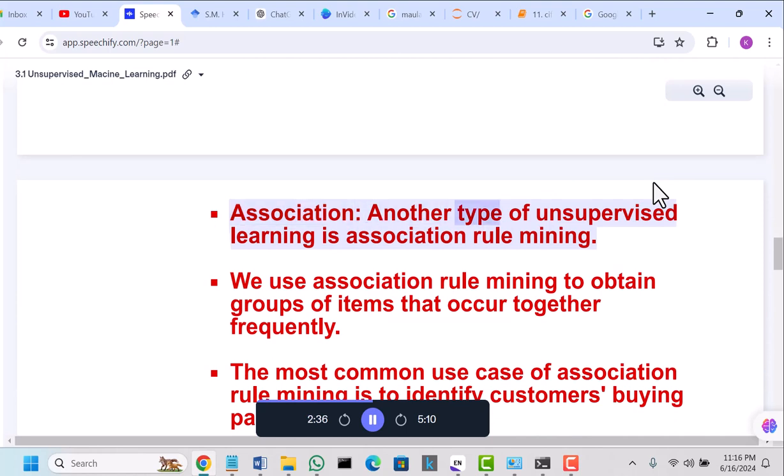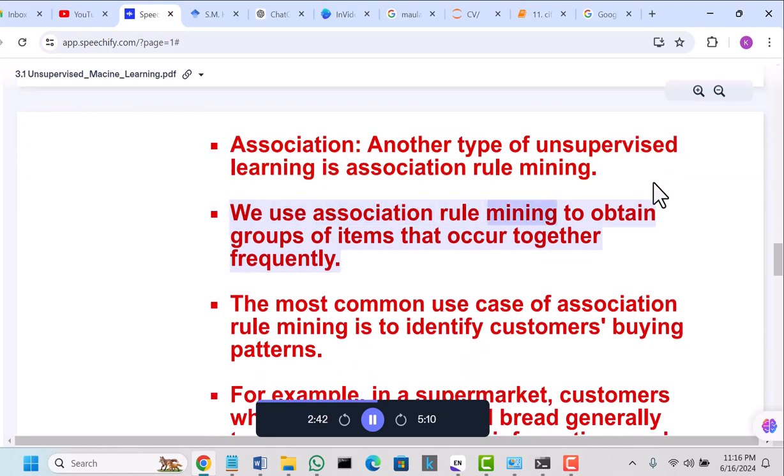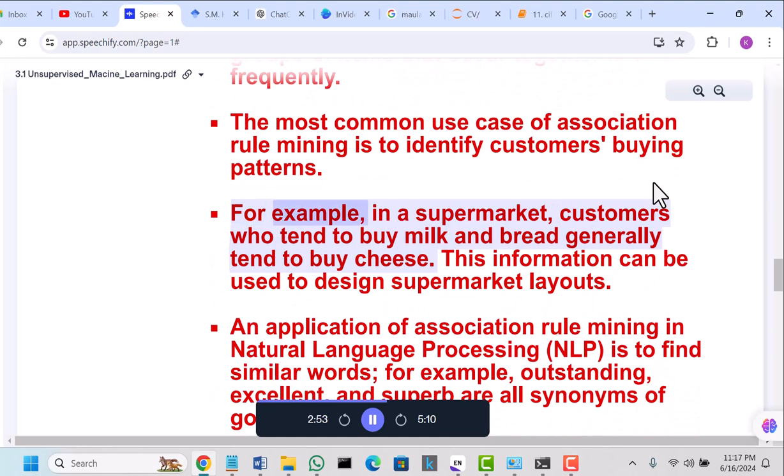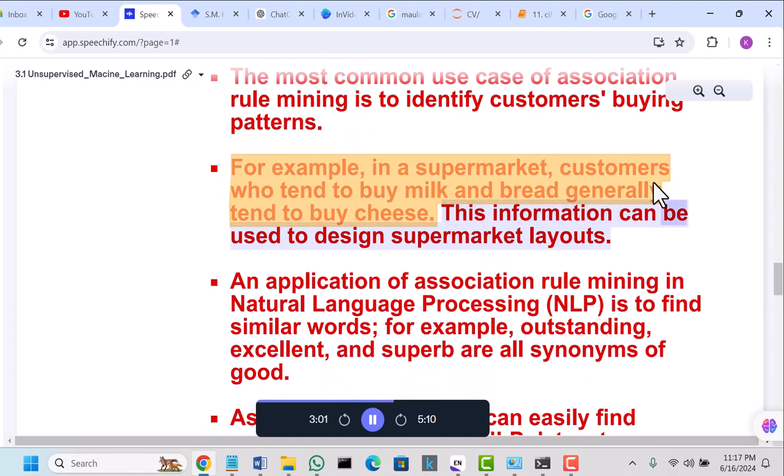Association. Another type of unsupervised learning is association rule mining. We use association rule mining to obtain groups of items that occur together frequently. The most common use case of association rule mining is to identify customers' buying patterns. For example, in a supermarket, customers who tend to buy milk and bread generally tend to buy cheese. This information can be used to design supermarket layouts.